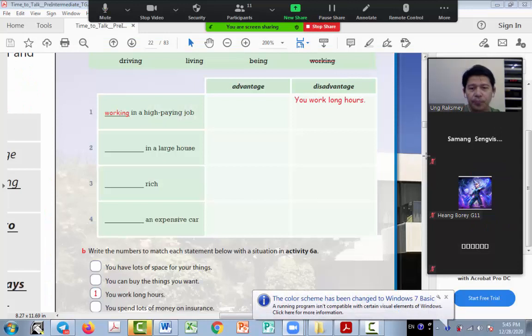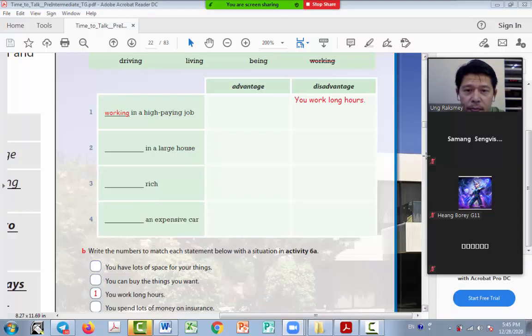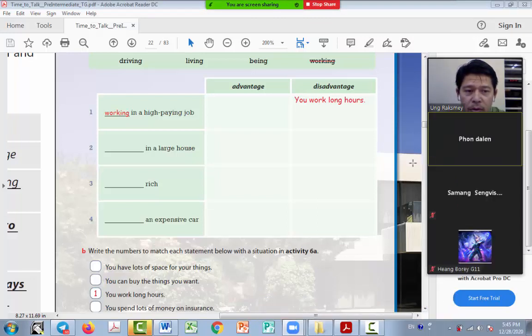Okay, here. Do you see the screen now, everyone? Yes, we have four words: driving, living, being, and working. Choose a word to put in the correct line on the left side, for number one, number two, until number four. Number one, working, has been done for you. Just put the other words, driving, living, and being, into the correct line. After that, you go to part B.